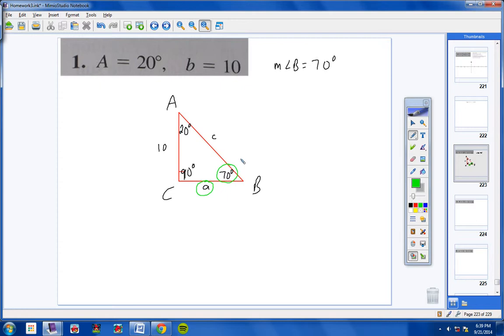Okay? So, if I'm going to use 70 degrees, this side over here would be my opposite side. This would be my adjacent side. And of course, I don't want to use C because then I would have two unknowns. So I'm going to use these two sides here, adjacent and opposite. So with that in mind, we're going to say that we have the tangent. The tangent of 70 equals opposite over adjacent.